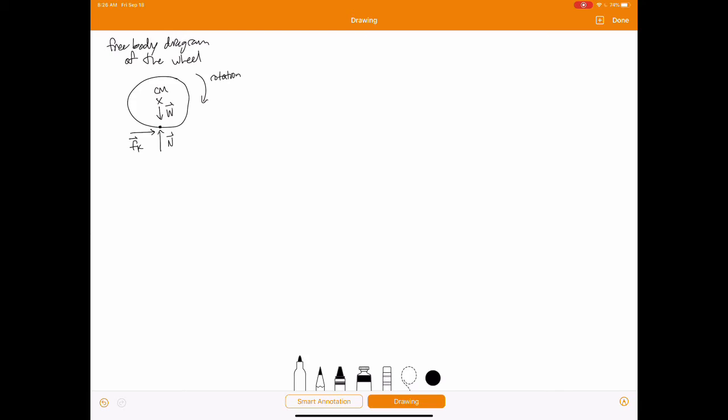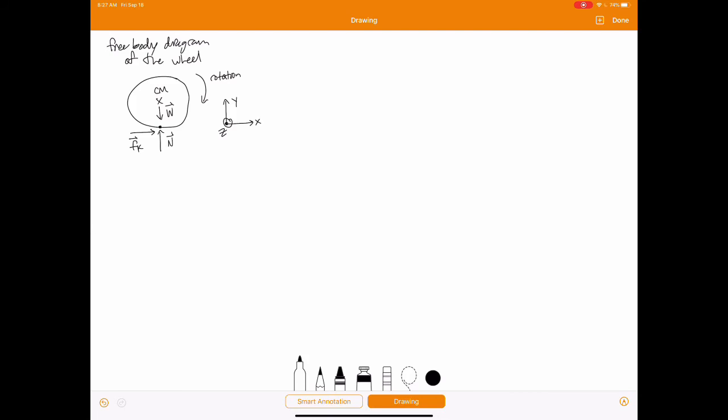Okay, another thing that we should do with this diagram is indicate our axes. So the coordinate system we're going to use has the x-axis going to the right, the y-axis going straight up, and the z-axis coming out of the page like this.